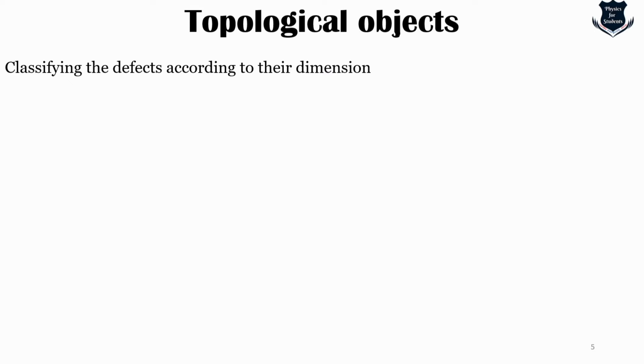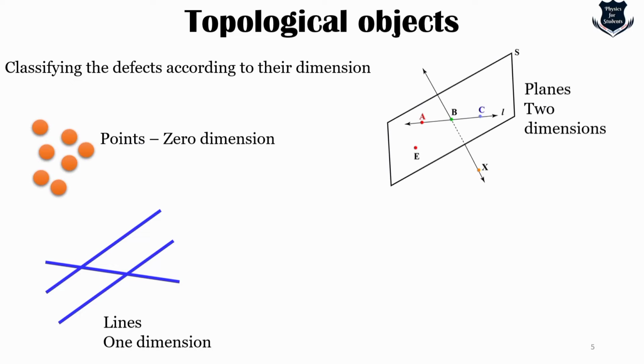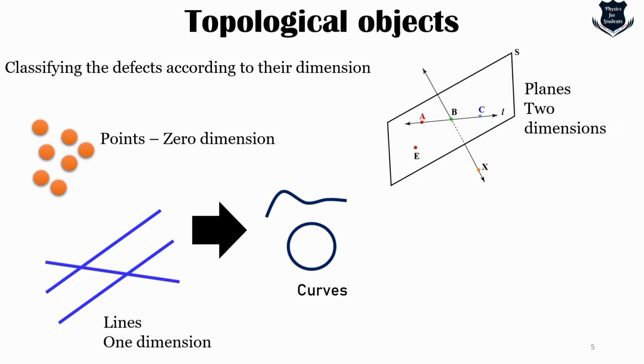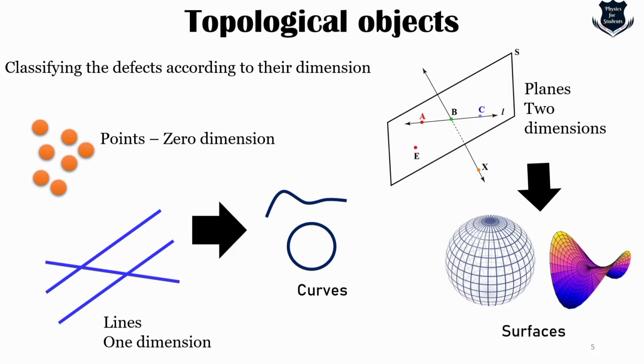So can we classify those defects or the problems that we saw according to their dimension? One is points, which are of 0 dimension, lines, which are of 1 dimension, and planes, which are of 2 dimensions. Lines can be further extended into curves, we know. Planes can be further extended into spheres, hyperboloids, etc. So what we have just done is identify certain objects which are used on a daily basis. Then we have understood what could be the problems in those objects and how these objects are further extended in order to find and create other shapes.